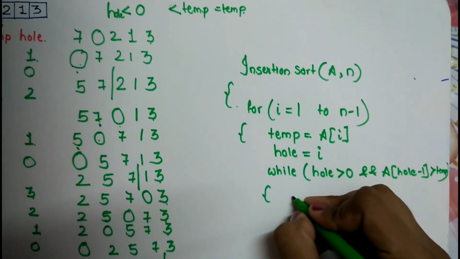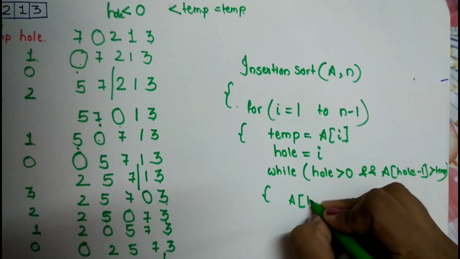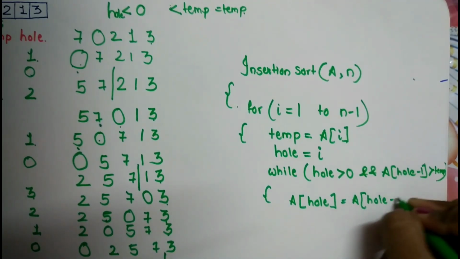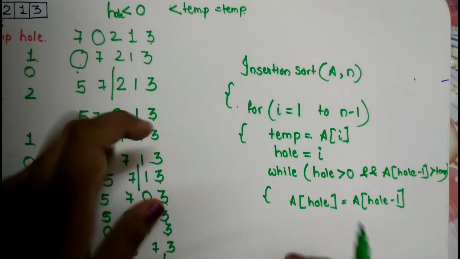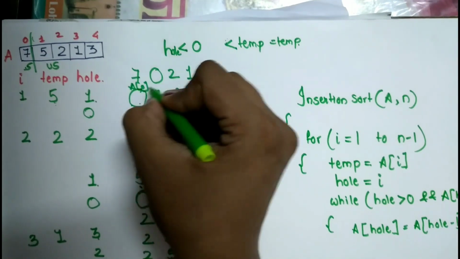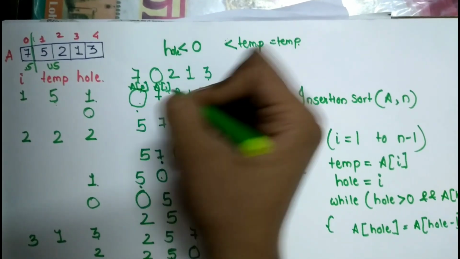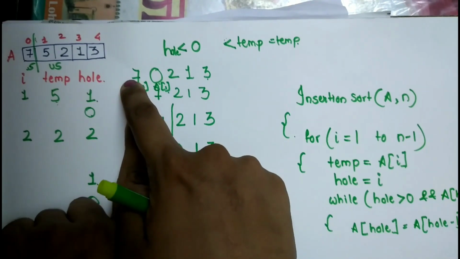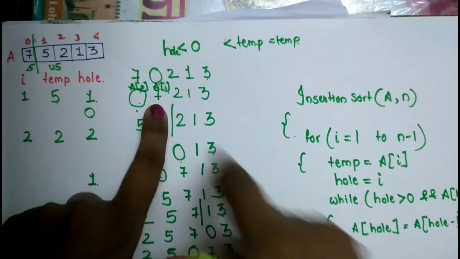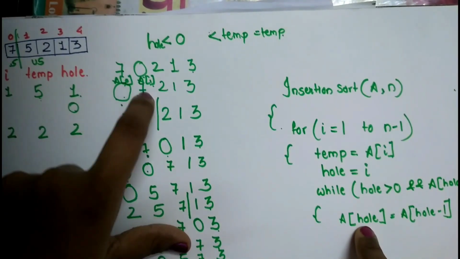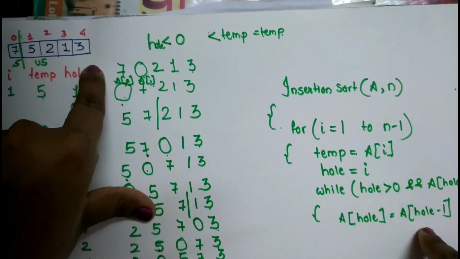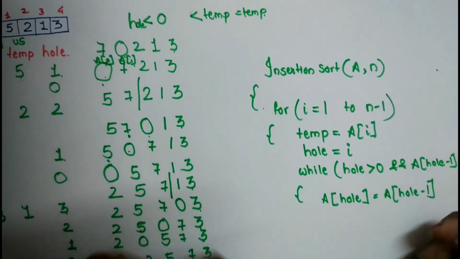So now I'll use a of hole equals a of hole minus 1. I think that will be pretty complicated to understand, so let me explain it here. It was my a of 0. It was my a of 1. As I found that this value is greater than my temporary, I've moved it one step ahead. That is, my value of hole is changed to the value which was previous to the hole, that is hole minus 1. So that is what the code is.